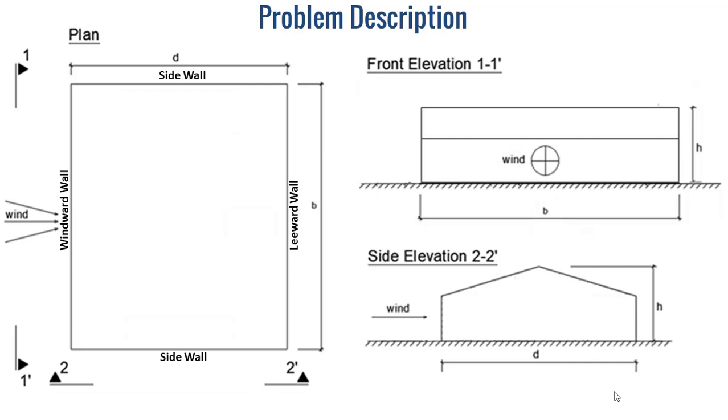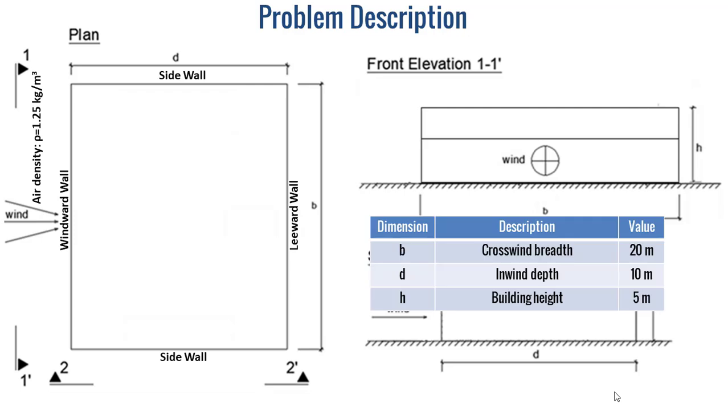We have a rectangular plan building with a windward wall on which the wind is blowing, with also side walls and a leeward wall. And we assume that the air density is rho equal to 1.25 kilogram per meter cube. And this building has certain characteristic dimensions, which are the crosswind breadth B equal to 20 meters, the in-wind depth D equal to 10 meters, and the building height H equal to 5 meters. And we assume a terrain category number 2.